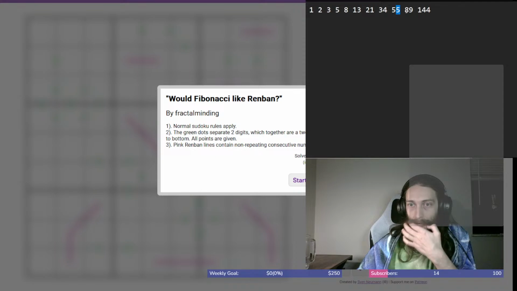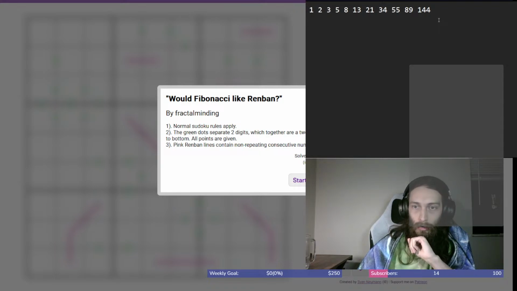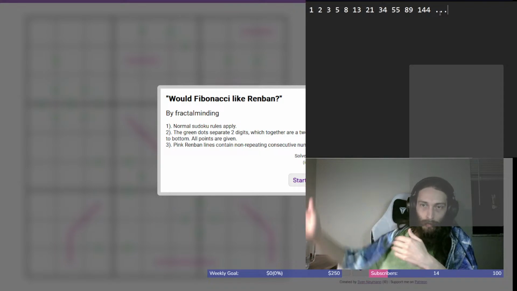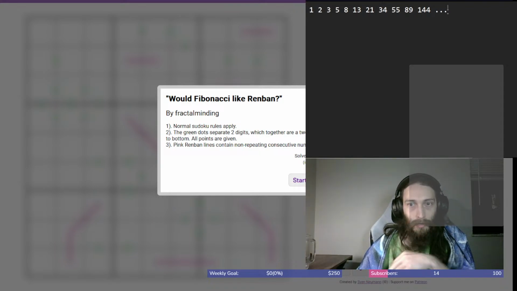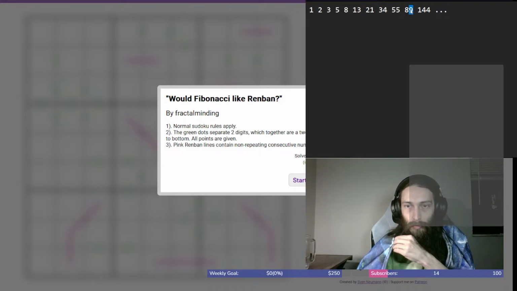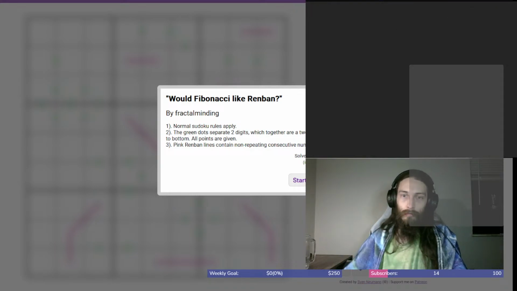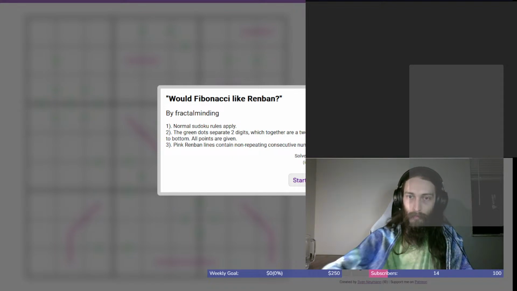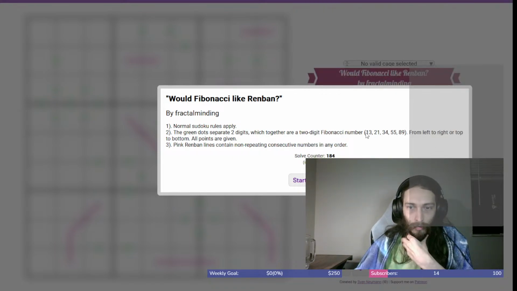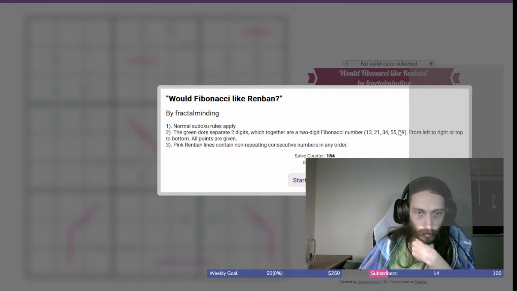89 and 55 is 144. And then the pattern would just simply continue on forever after that. So these are the values that we are going to look at. Don't need the larger ones because those values are given to us.